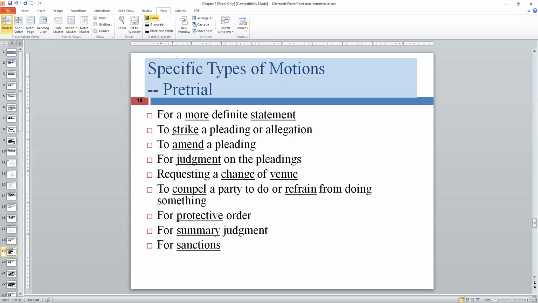Another example of a motion is to strike a pleading or allegation. Sometimes this is done when there is something shocking or disturbing or inappropriate in a pleading.